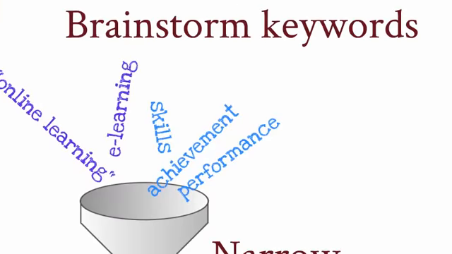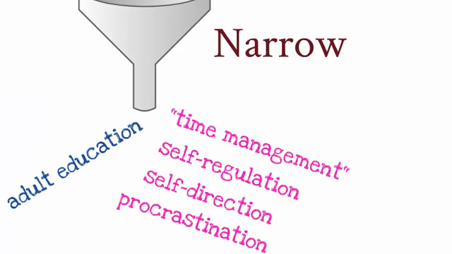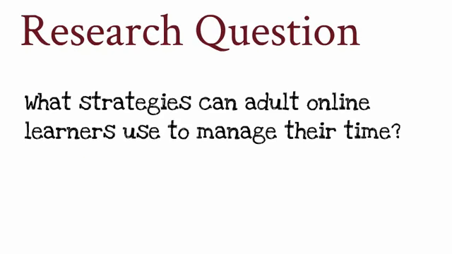Then you may want to brainstorm keywords. These will be helpful later when you're ready to search. Your keywords will probably start out broad with terms like online learning or skills, and end up a little bit more specific. For example, you might specify that you're researching not just online learning, but adult online learning. And maybe you're particularly interested in how time management affects student success. The narrowed down research question is now, what strategies can adult online learners use to manage their time?